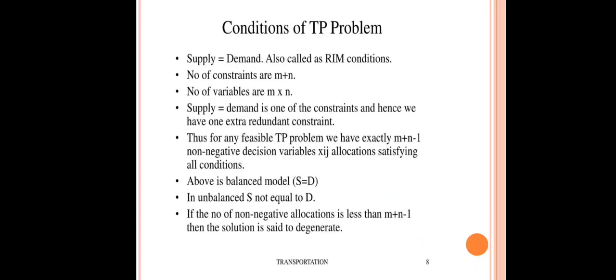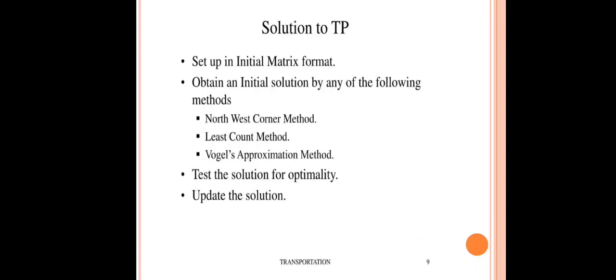In an unbalanced model, supply is not equal to demand. If the number of non-negative allocations is less than m plus n minus 1, then the solution is said to be degenerate.